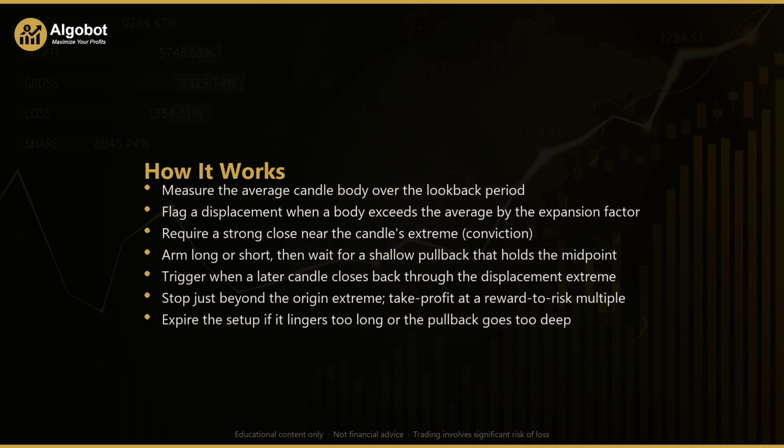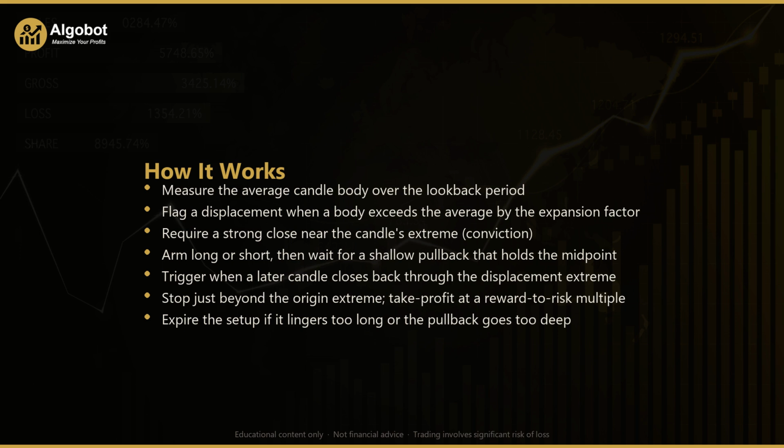Instead, it arms a setup. It records the displacement candle's high, its low, and its midpoint, and then it waits. Here's the clever part. It wants a shallow pullback. For a long, price must hold above the displacement midpoint. If any candle dips below that midpoint, the pullback is too deep, momentum has failed, and the setup is discarded immediately. The trade only triggers on the continuation.